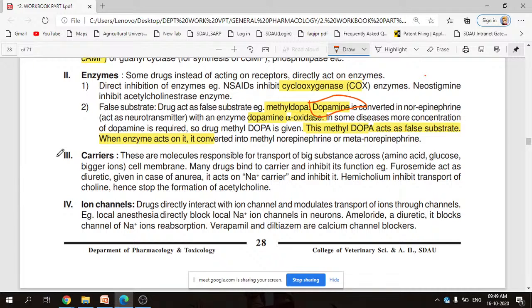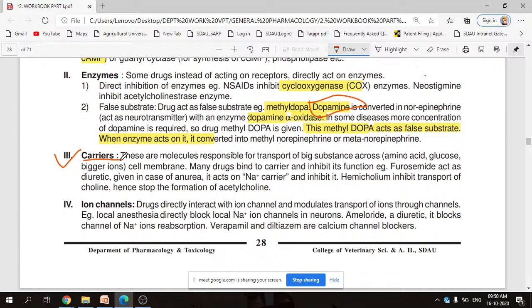Now carriers, these are the molecules responsible for transport of the big substances. The drug may produce its mechanism of action by inhibiting the carriers or by stimulating the carrier. Now what is a carrier? A carrier is nothing but the molecules which are present in the cell, which are responsible for transporting some important substance from one place to another through the cell membrane.